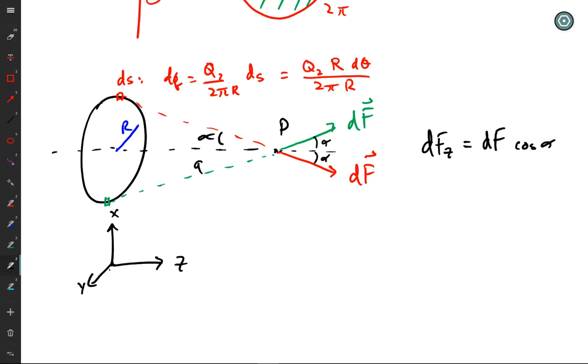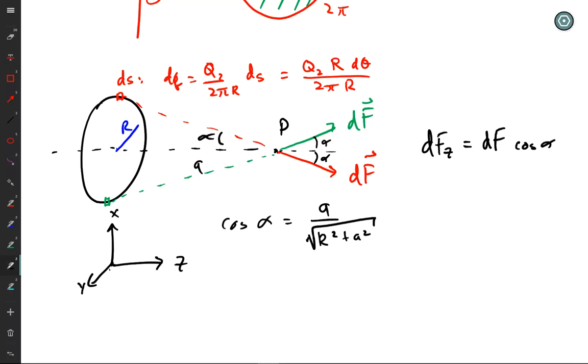So alpha, I can immediately say cosine alpha is equal to adjacent, which is A, over the hypotenuse, which is the square root of R squared plus A squared. So that's just a constant.